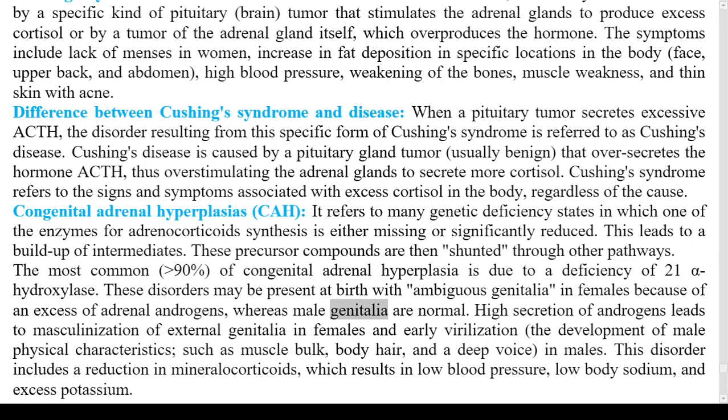These disorders may be present at birth with ambiguous genitalia in females because of an excess of adrenal androgens, whereas male genitalia are normal. High secretion of androgens leads to masculinization of external genitalia in females and early virilization, the development of male physical characteristics, such as muscle bulk, body hair, and a deep voice, in males. This disorder includes a reduction in mineralocorticoids, which results in low blood pressure, low body sodium, and excess potassium.